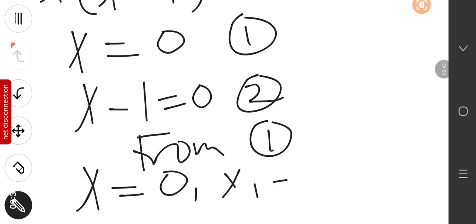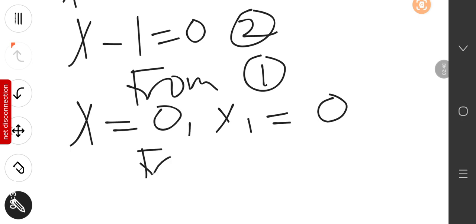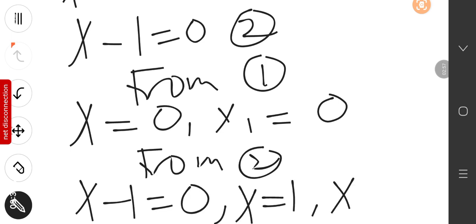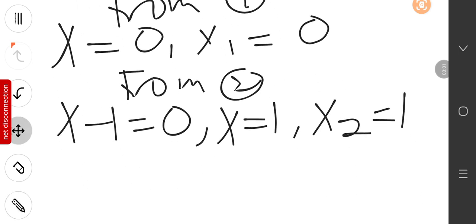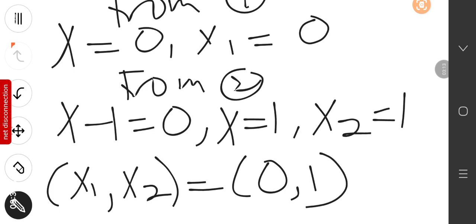So you can say from equation 1, x is equal to 0. So our x1 is 0. And then from equation 2, x minus 1 equals 0, so x is equal to 1. x2 is equal to 1. So you can say x1, x2 equals 0 and 1. So this is our answer.